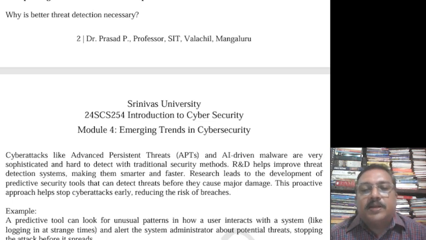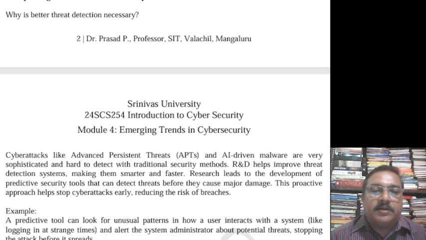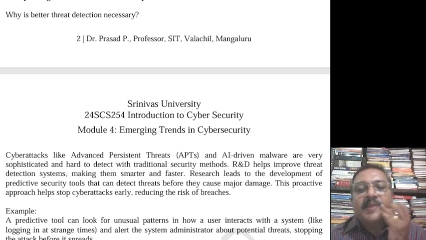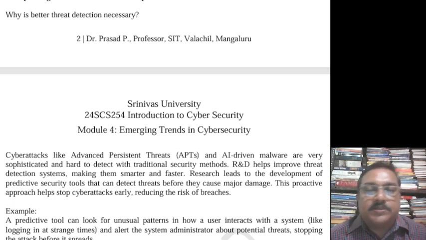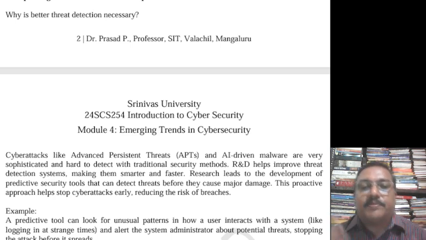So the research will lead or guide us to develop more predictive security tools. Predictive security tools, I mean, will predict a possible attack and keep us ready to face it. That is predictive security tools. And this proactive approach, a very early approach, or a very active approach called a proactive approach, will help to stop cybersecurity attacks very early and reduce the risk of such breaches.